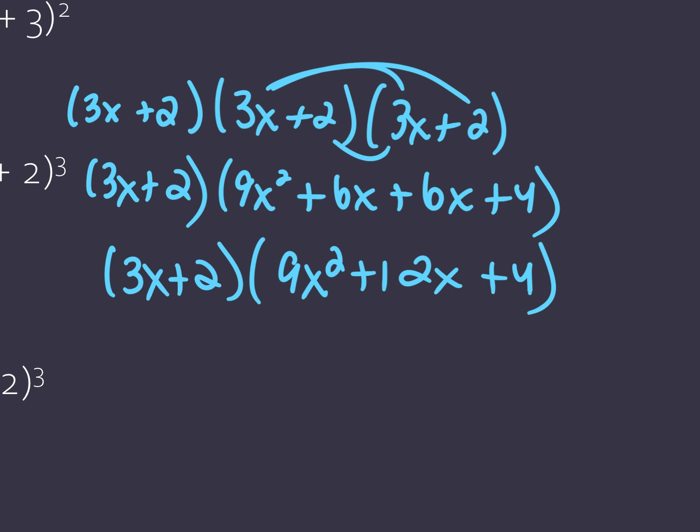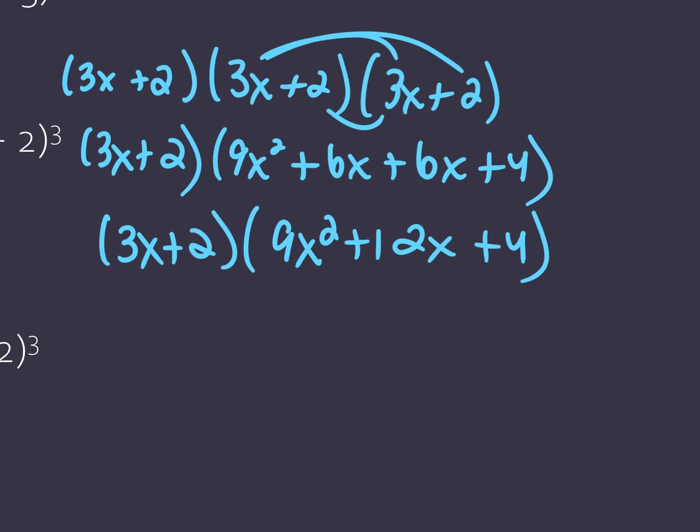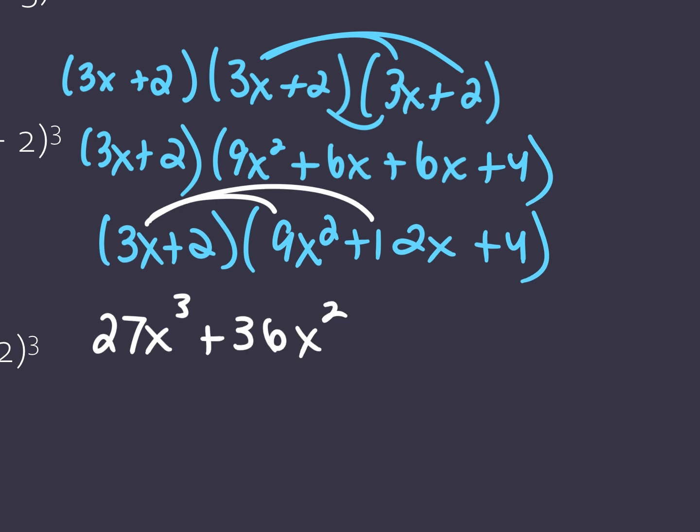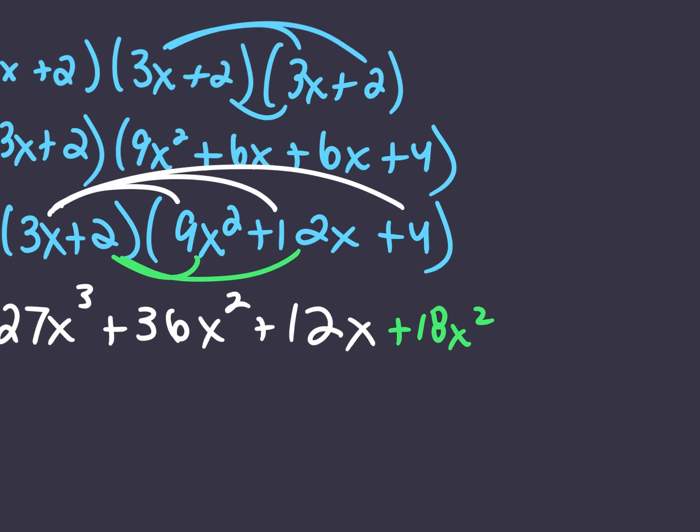And then what do I do again? Am I done? No, I have to multiply again, right? So 3x times 9x squared is 27x cubed. 3x and positive 12x is plus 36x squared. 3x and 4 is 12x, okay. All right, now I'm going to take 2. 2 times 9x squared. Perfect. 2 times 12x, 24x, good. And then 2 times 4, 8.